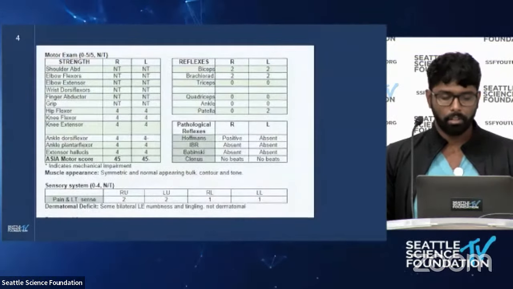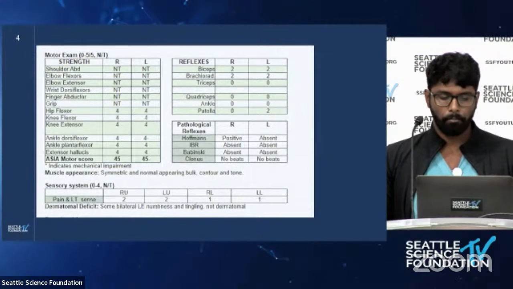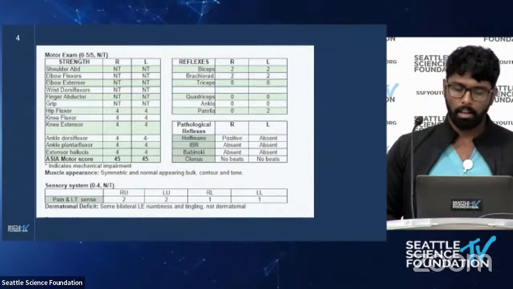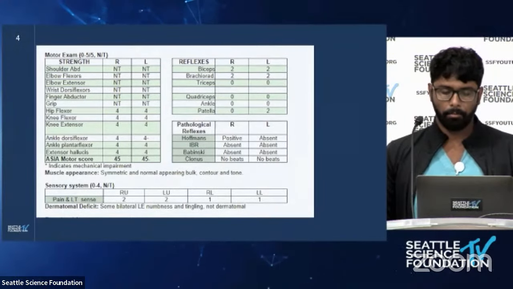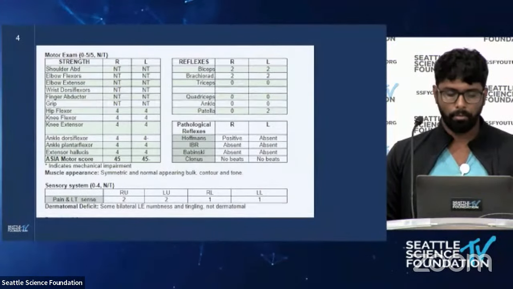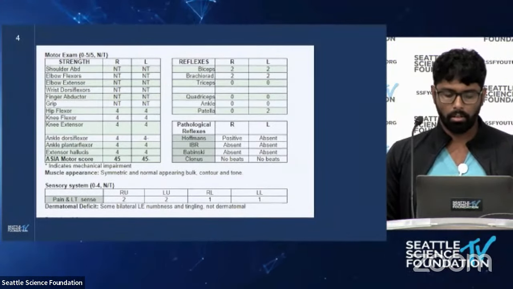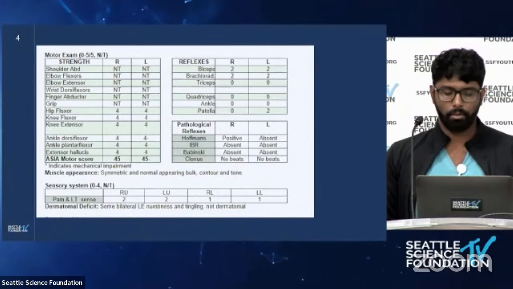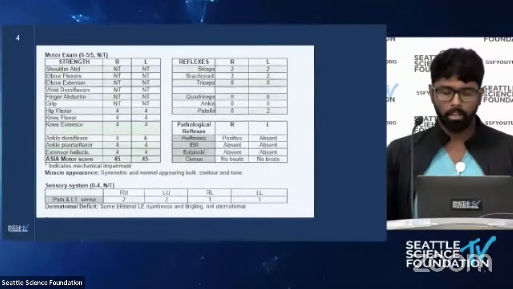This is her ASIA score. The NT is just not tested. In the lower extremities, 4s, 4-, mainly pain limitation. Reflex is intact with no long track signs and no strict dermatomal pattern for numbness, just kind of overall numb.